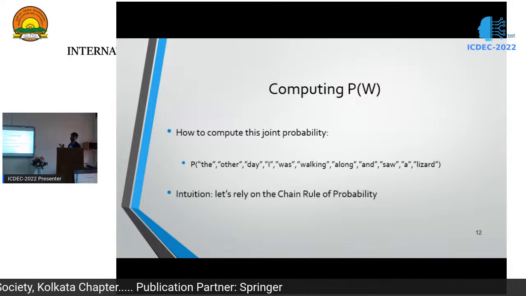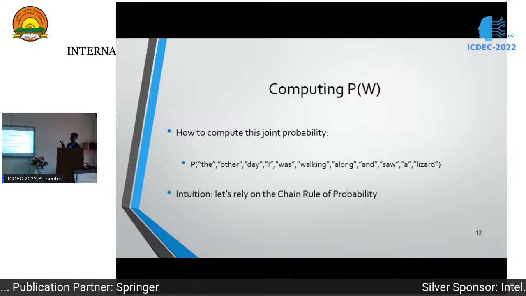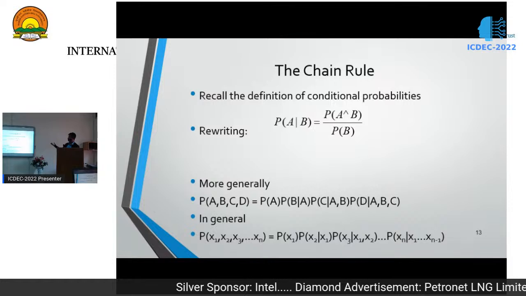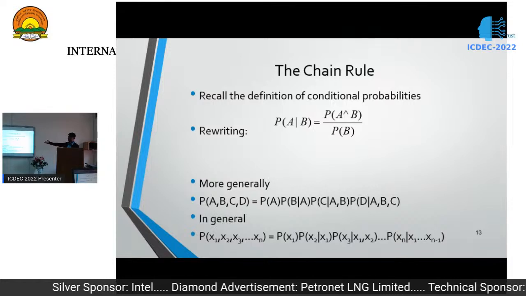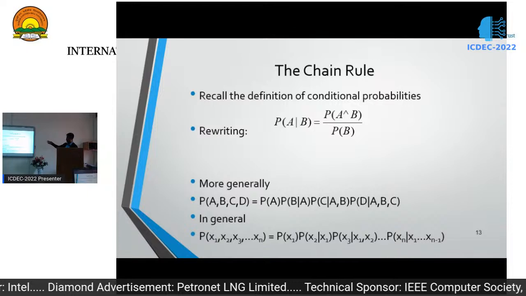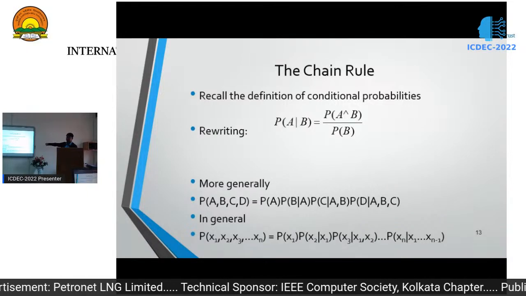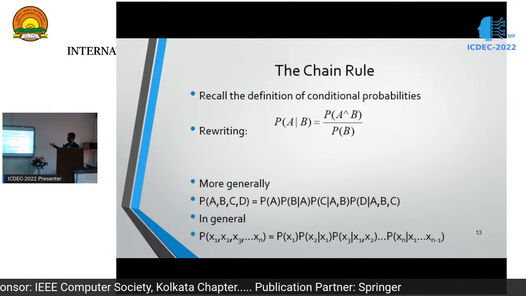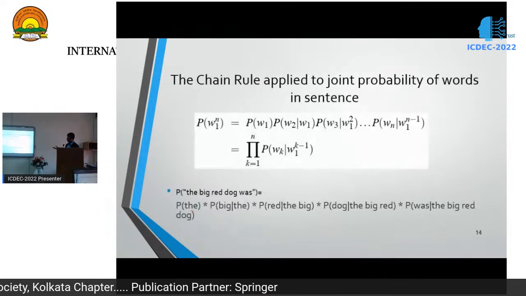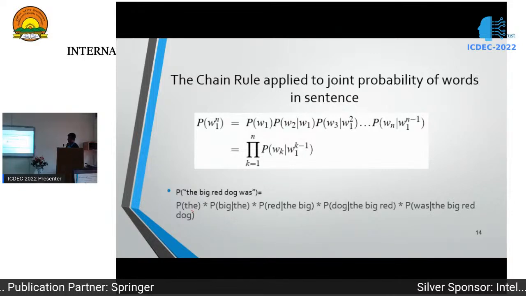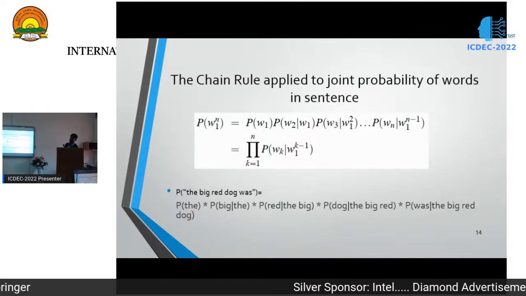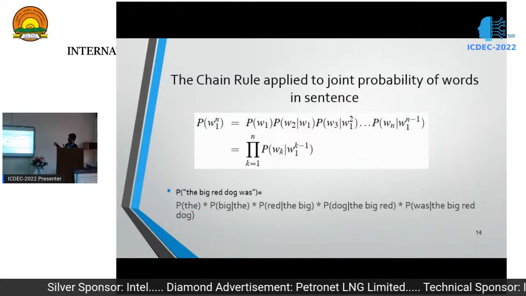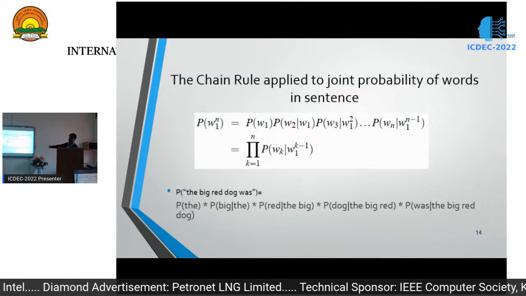The first and most simple example will be applying the chain rule in probability. Everyone knows how to go for the chain rule. If you have to find the probability of A, B, C, D, then you have to go with this formula. So this is the chain rule. And once we apply this chain rule, see the last line: if I have to find the probability of "the big red dot was", then I have to find all these things.